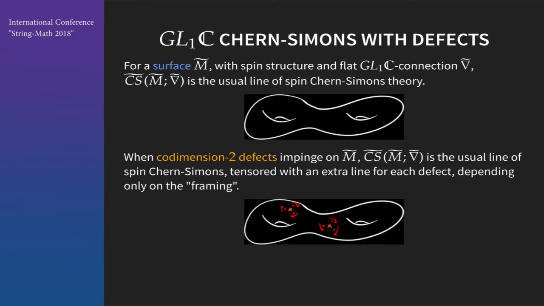GL1C theory. Okay, and now I'll start telling you how the topological field theory is actually formulated. So first I have to tell you what it assigns to a surface. And for a surface, well, for just a bare surface, it assigns just the usual line of the GL1 spin Chern-Simons. For the surface with defects impinging on it, it'll assign the line of the GL1C Chern-Simons tensored with an extra kind of universal line for each defect. It depends only on this framing data.